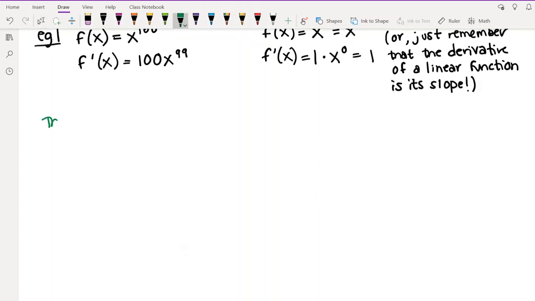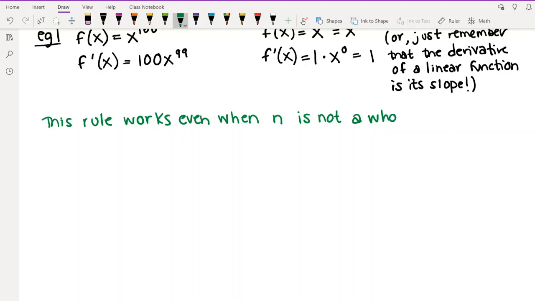So this rule works even when the power n is not a whole number. So for example, and I want to do a handful of examples here, let's say you had f of x is equal to x to the 0.3.